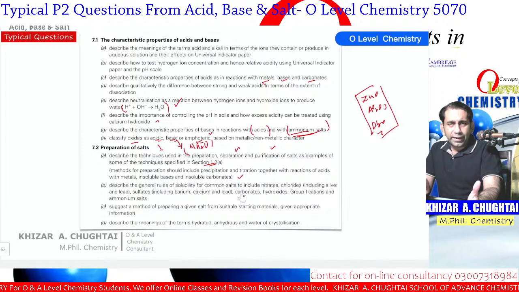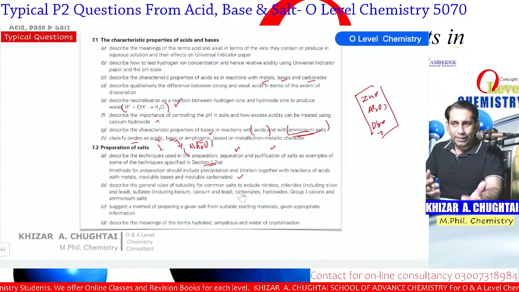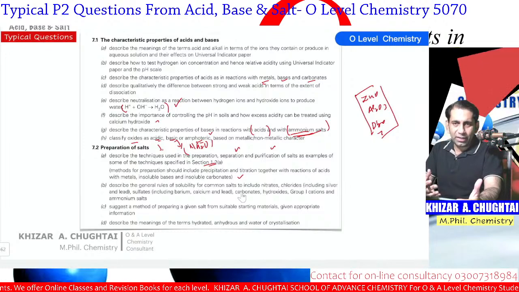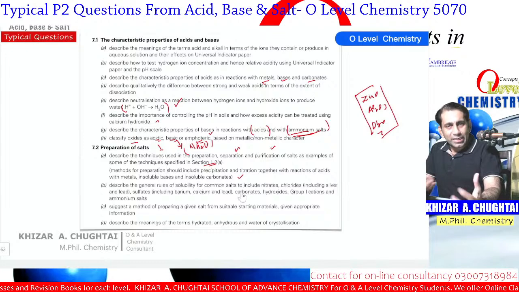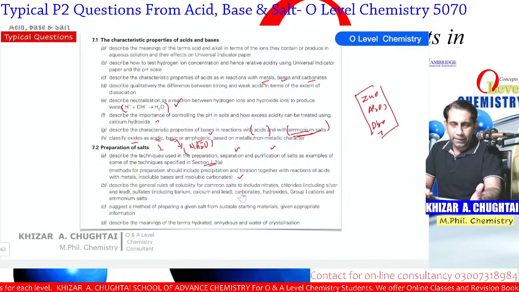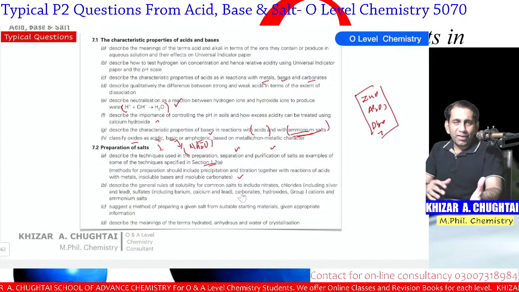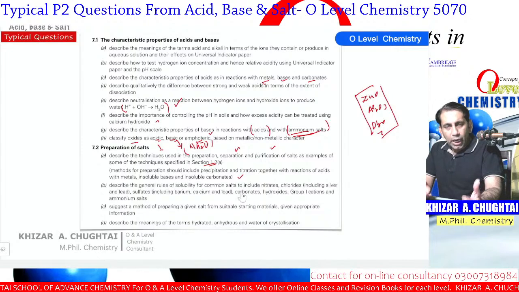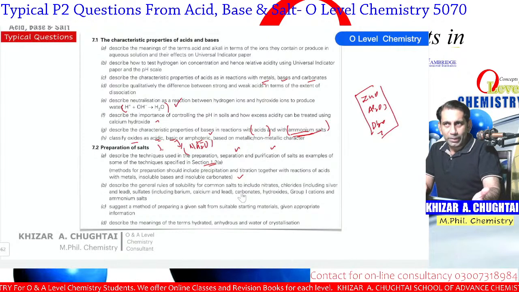All nitrates are soluble. All halides are soluble except silver and lead, as far as your O-level syllabus is concerned. All sulfates are soluble except barium sulfate, lead sulfate and calcium sulfate. All bicarbonates are water soluble. All compounds having NH4 positive ions are soluble. All compounds having sodium positive, group 1 positive ions, are said to be soluble.